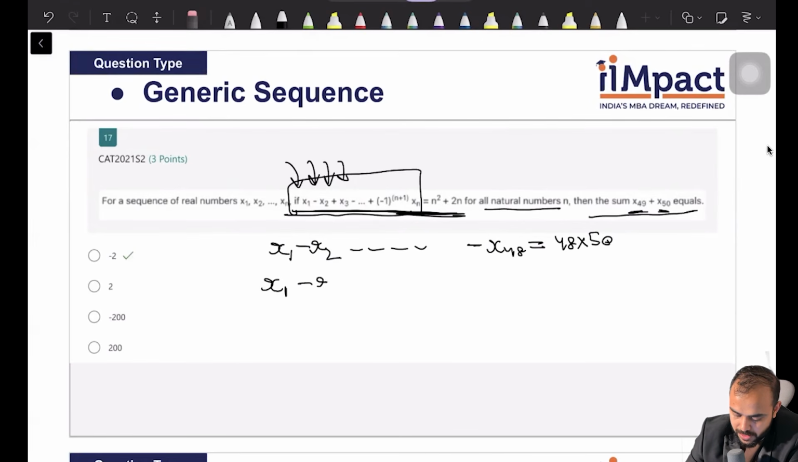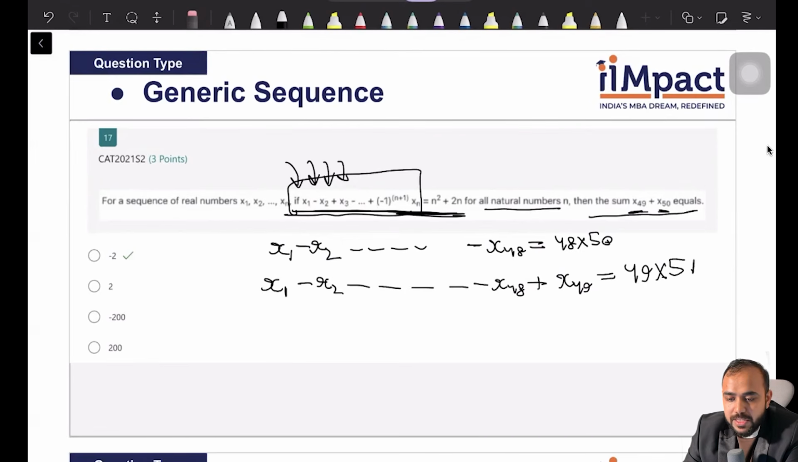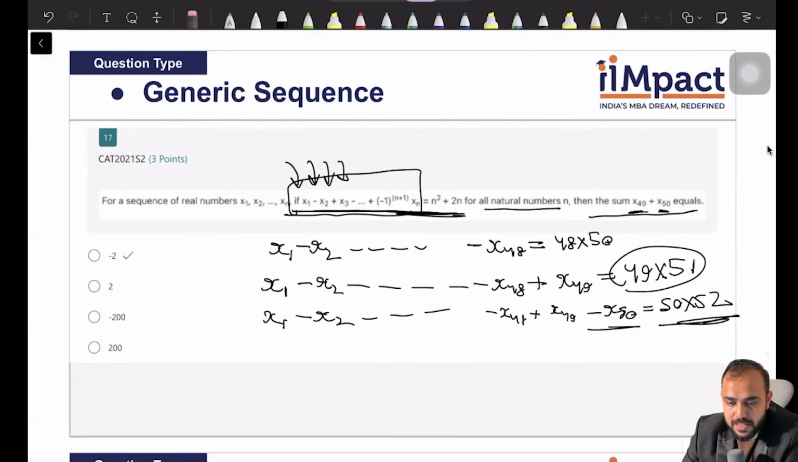I'll get x1 minus x2 minus x48 plus x49 is equal to 49 into 51. Now if I subtract these two, I will get x49. Correct? Now let me write the next one. x1 minus x2 and so on minus x48 plus x49 minus x50 is equal to 50 into 52. So this minus this will give me plus x50. So my approach is clear.